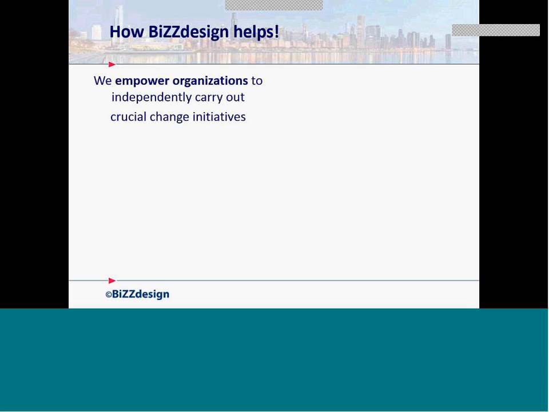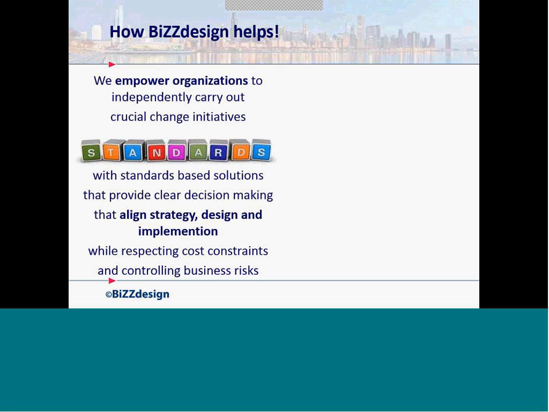We empower organizations to independently carry out crucial change initiatives, with standards-based solutions. These standards, largely from The Open Group, are an important aspect of our approach. With these standards, we aim to align strategy, design, and implementation. But what is the reason to do such a thing? Why do it?